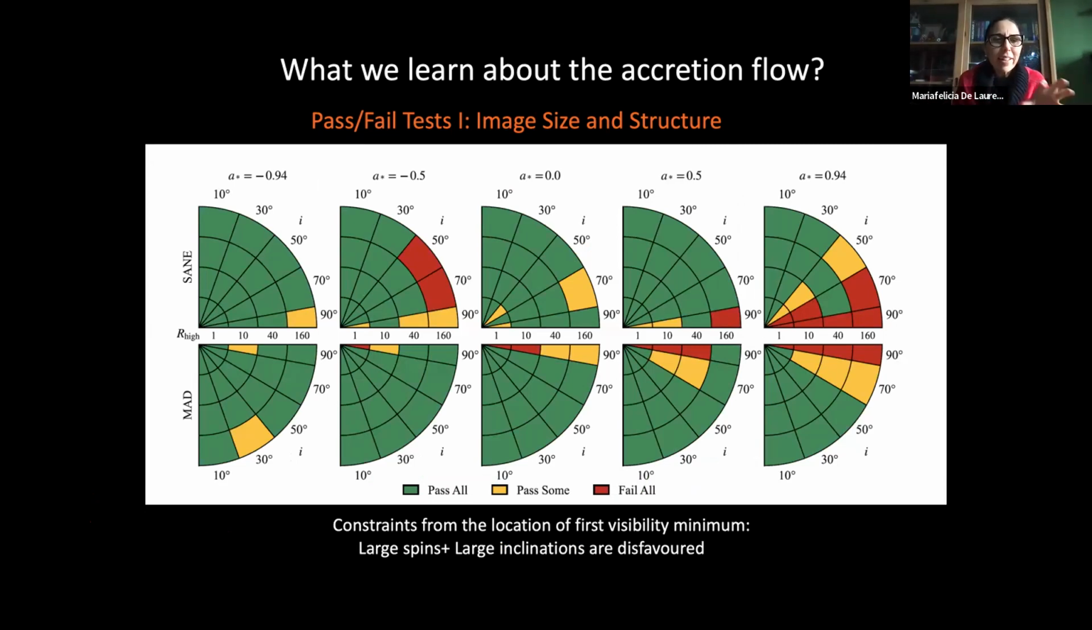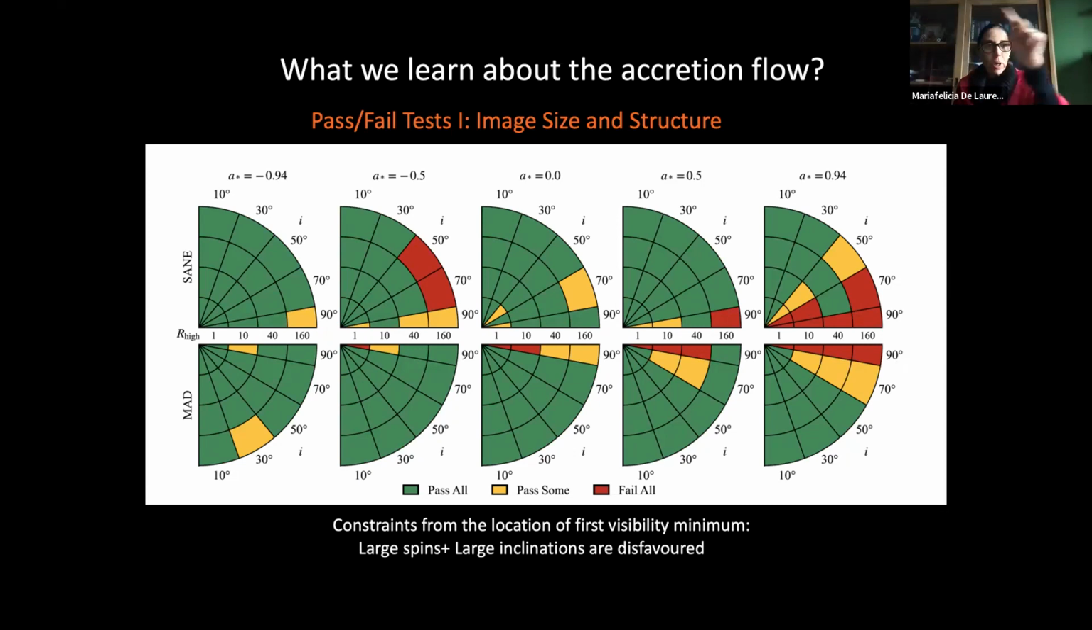Now, this plot seems a little crazy, but to us it was the way of synthesizing all of the information in one unique plot. We have again SANE versus MAD. We have the observer inclination, 10, 30, 50, and 90, which means that we see it edge on, where we are looking at the accretion flow in this way, versus face on, where we see the full ring. Also, as we go from the inner radii to the outer radii of this wedge, we can understand electron temperature: increasing radii corresponds to decreasing electron temperature.